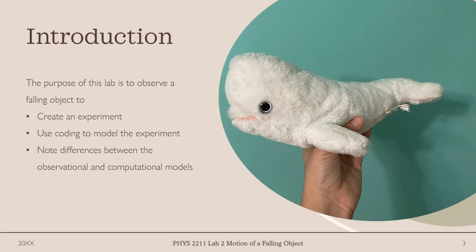Okay, the falling object from rest today is going to be this cute stuffed animal beluga whale, and it is a system. The surroundings are going to be gravity and drag force. So I'll create the experiment. I'll have two codes, one with drag force and one without, and then we'll look at all three models and note the differences between them. One of the computational ones is going to be more accurate, and we're going to discuss that.